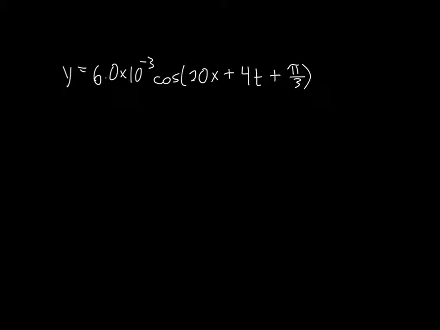In the general form, we have y equals A times cosine of kx plus omega t plus delta, where each one of these quantities represents something different. A is going to be the amplitude, and that's going to be 6 times 10 to the negative 3. k will be the wave number, that's going to be 20. Omega will be the angular frequency, that's going to be 4, and then delta is going to be the phase of your actual wave.